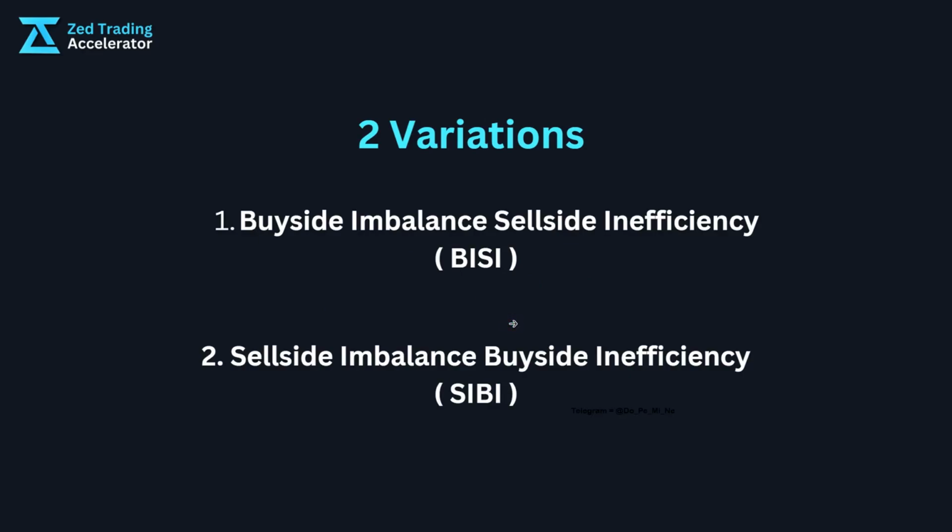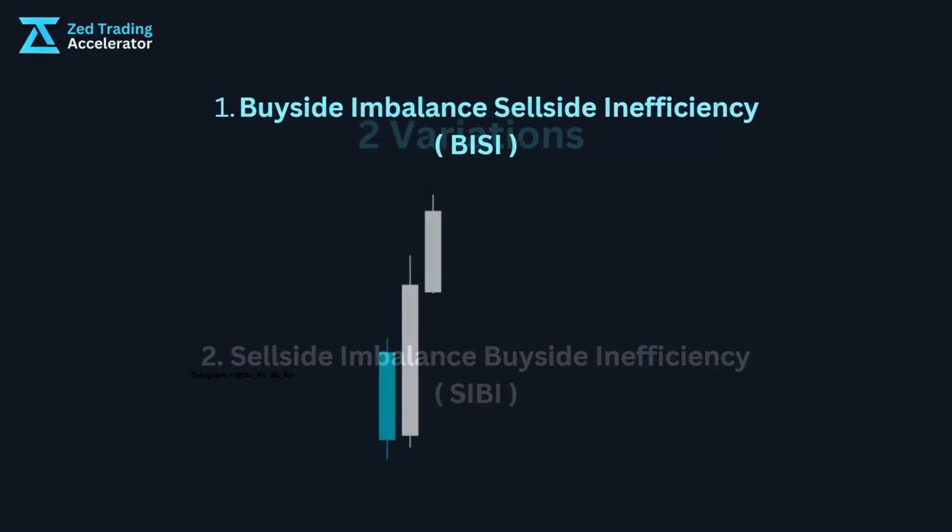They only differ on the trend of the market. For example, if we are bullish, it's called buy side imbalance, sell side inefficiency. But the function of the fair value gap is just the same. Alright? I just need you to remember that these two variations are just the same. Right? These are all just fair value gaps. They are just called this way because of the trend of the price action. I will show it to you in the next slides.